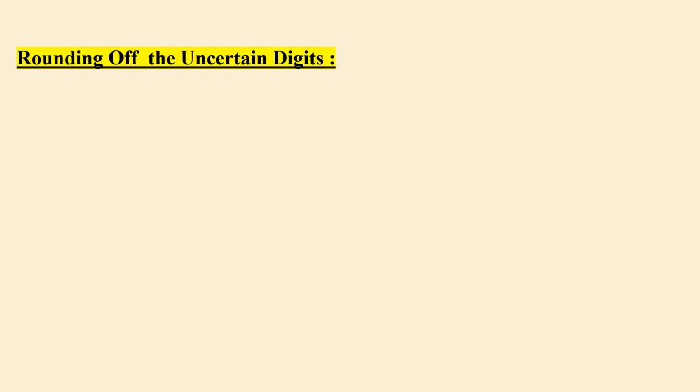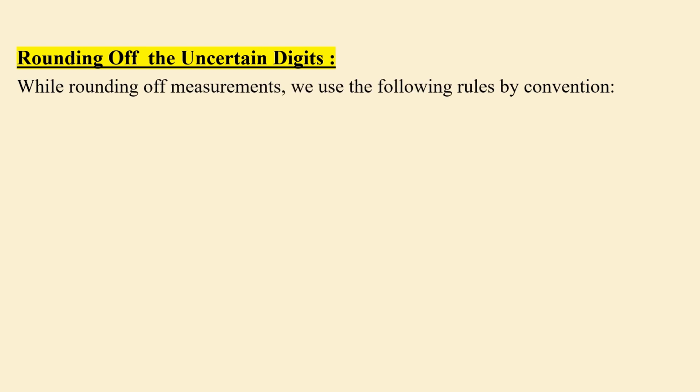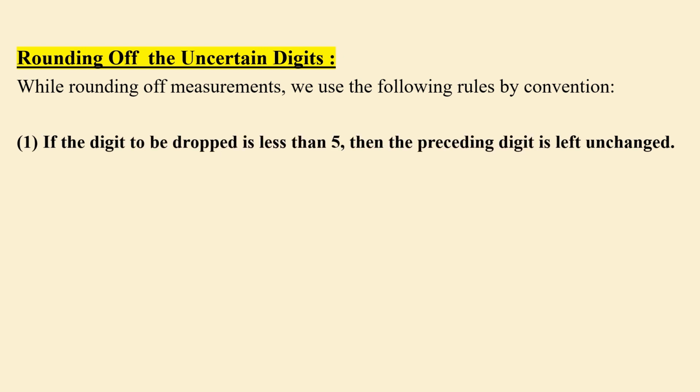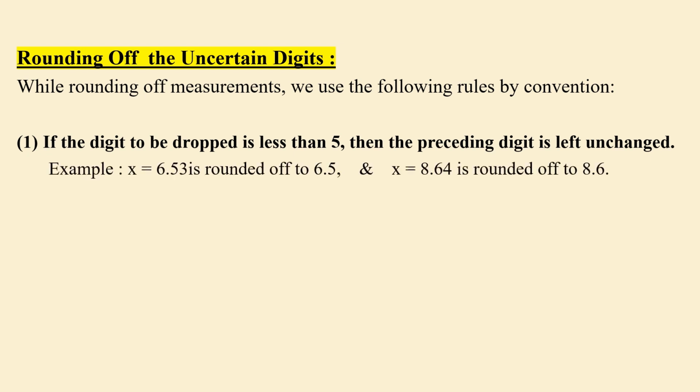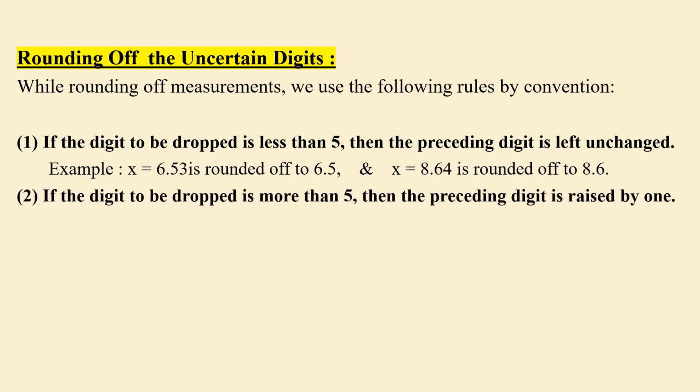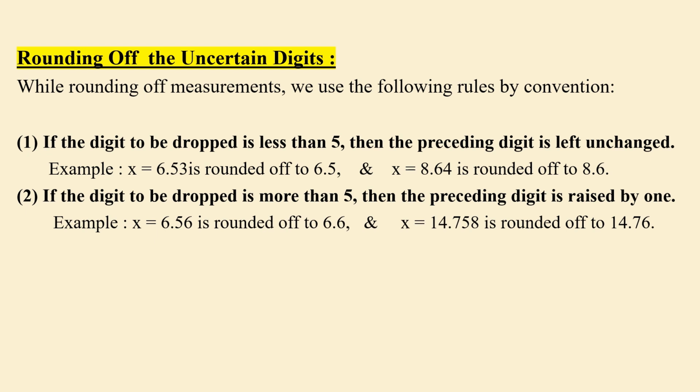Rounding off the uncertain digits. While rounding off measurements, we use the following rules by convention. 1. If the digit to be dropped is less than 5, then the preceding digit is left unchanged. Example, x = 6.53 is rounded off to 6.5, and x = 8.64 is rounded off to 8.6.